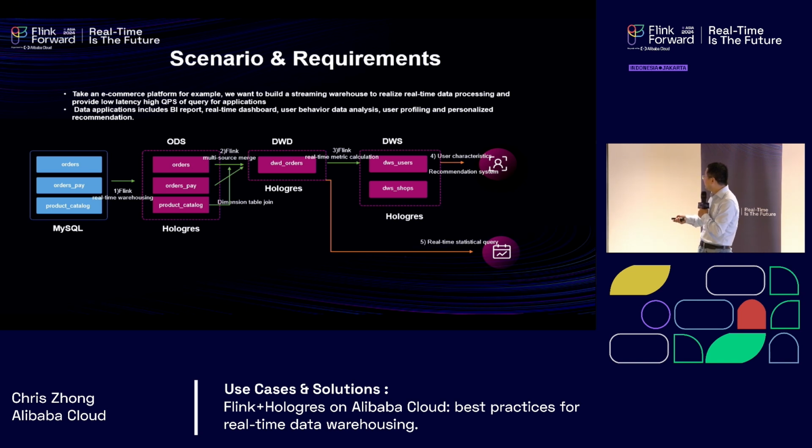And next, we use Flink jobs to summarize the DWD tables and generate the user features and the shop features to serve downstream applications like recommendation and ad hoc queries.